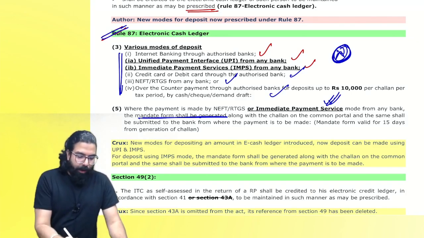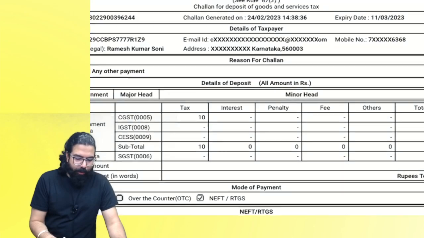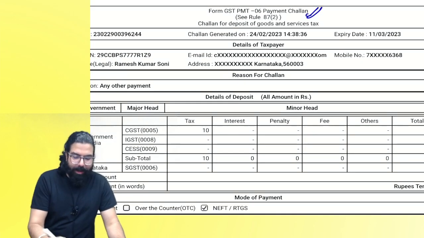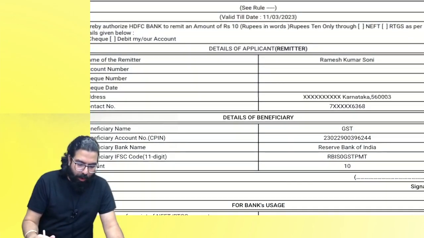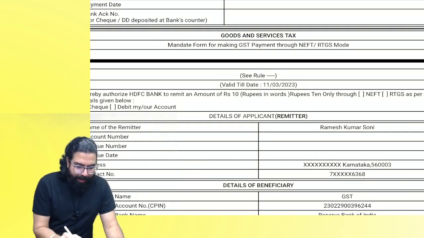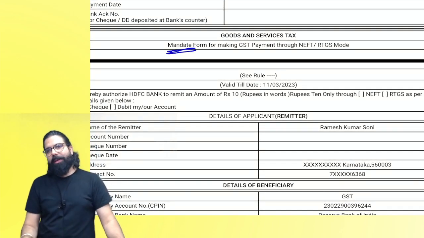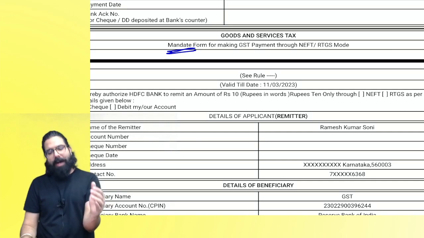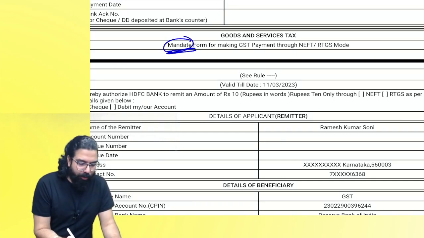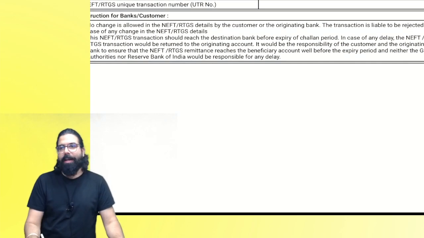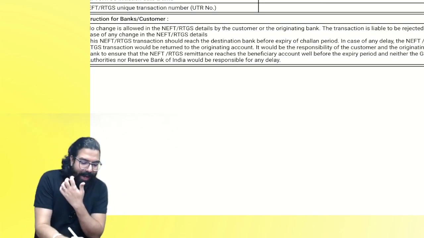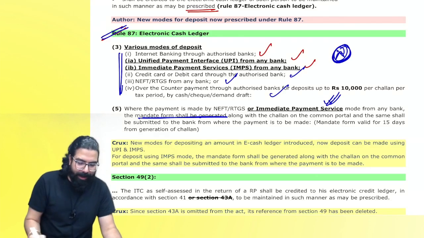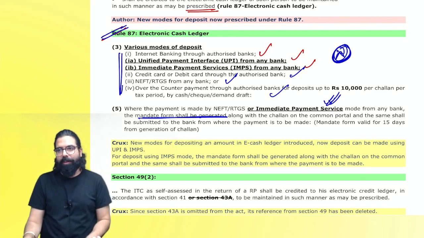People, see here. When you generate one payment challan, along with the challan, if you see down, they will generate one mandate also. So basically, whenever you use NEFT, RTGS, etc., one mandate also gets generated like this. Are we clear, everyone? They are telling that with the IMPS mode also this mandate will be generated. Are we all clear with this point?